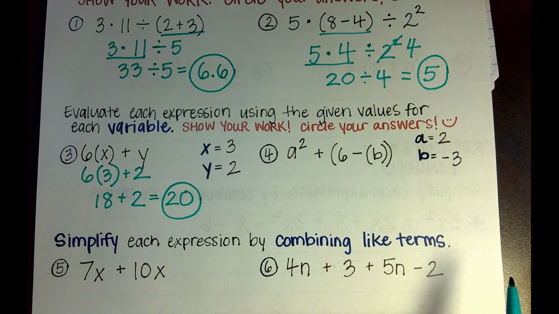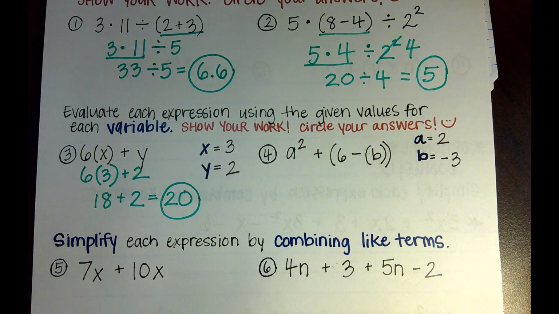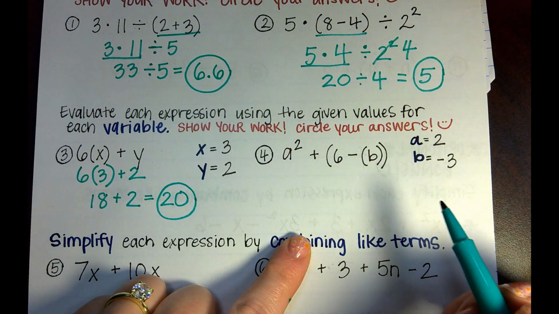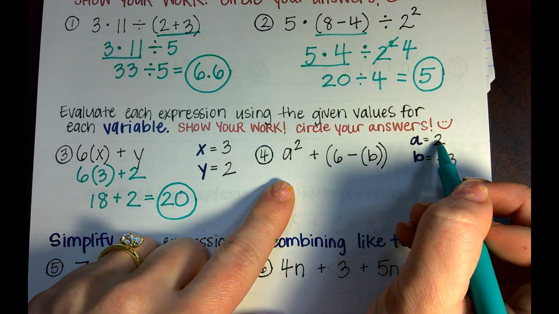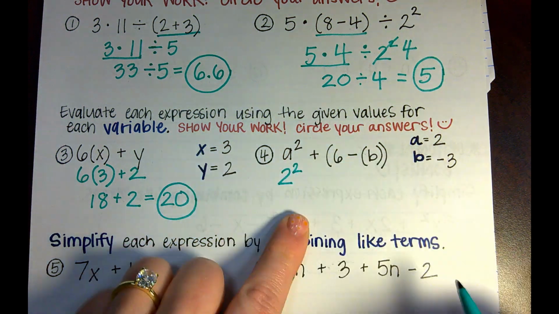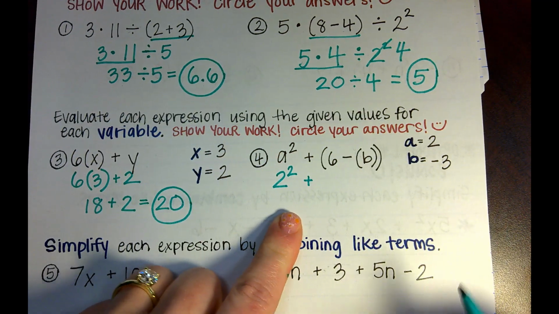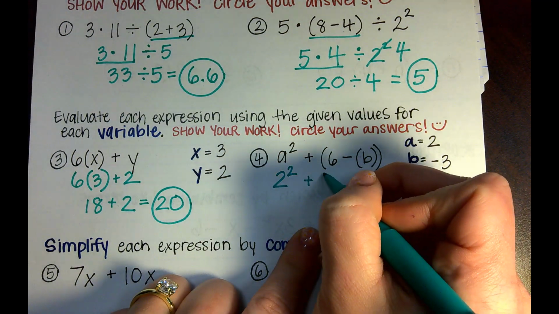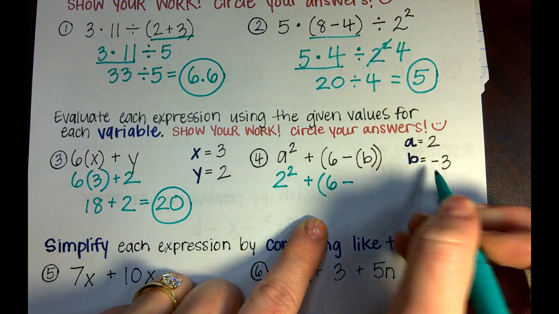Okay, yes, number 4. And you go ahead. I saw you with your hand. You transform your A to a 2. Yes, so we're going to replace A with 2. So now I have 2 squared, plus, and then your parentheses, 6 minus -3. Yes, I have 6 minus -3.